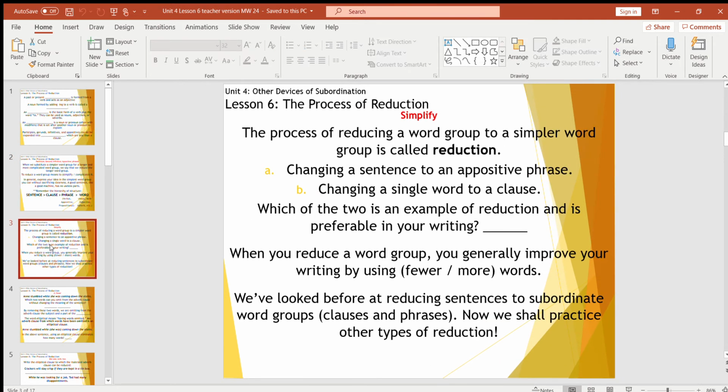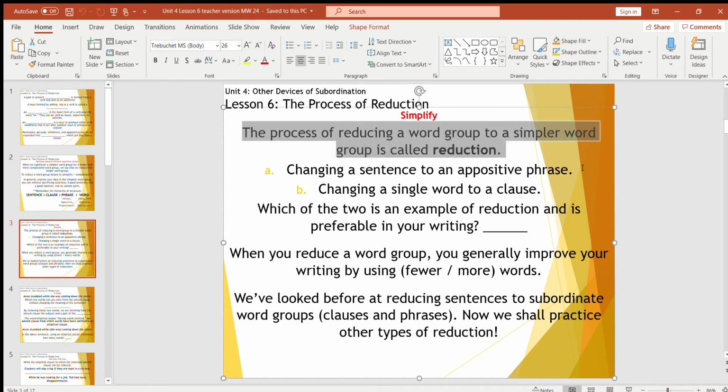Moving along. So the process of reducing a word group to a simpler word group is called, circle, star, highlight, reduction, right? It's just like it sounds. You are reducing to something less complicated. So, which of these two is an example of reduction and is therefore preferable in your writing? To have a sentence be changed into an appositive phrase, or changing a single word into a clause? Which one's going down a step? That would have to be A, right? Because sentences are the biggest thing you can write. Going down two steps to a phrase makes it less than a sentence.